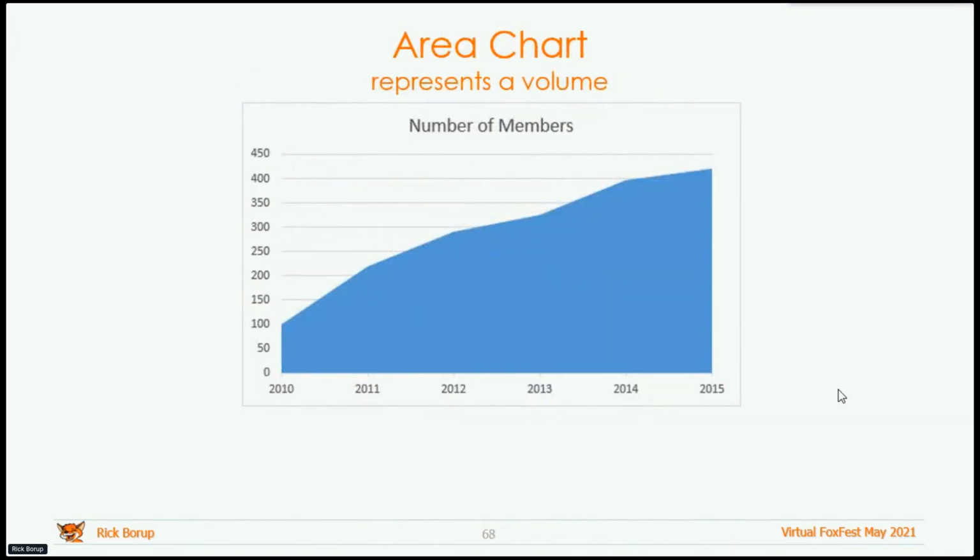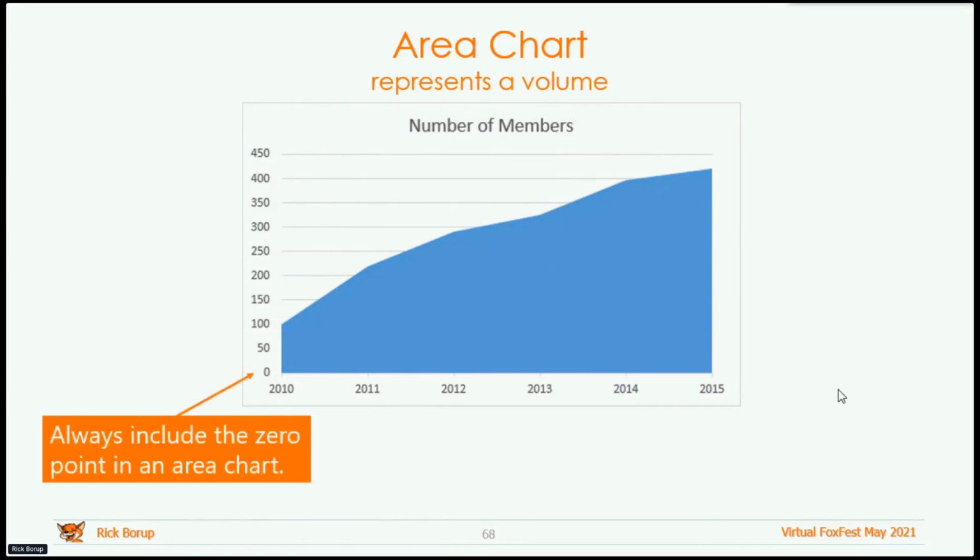An area chart can be used to represent a volume. So if numbers of members, think of number of people in a room, for example, a volume chart is a nice way of showing that. There's an important thing about a volume chart, and we'll see this again as we get going a little later on. You always should include the 0 point in an area chart, and I'll have an example of why that's important when we get to the lying with graphics section.